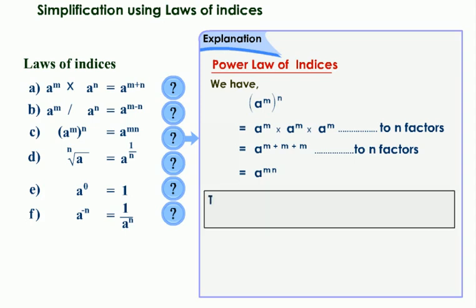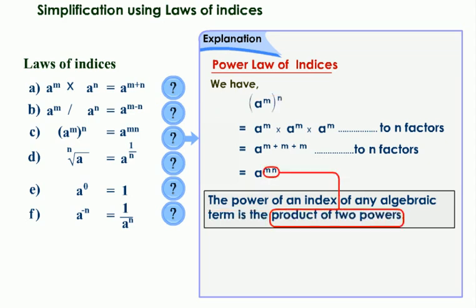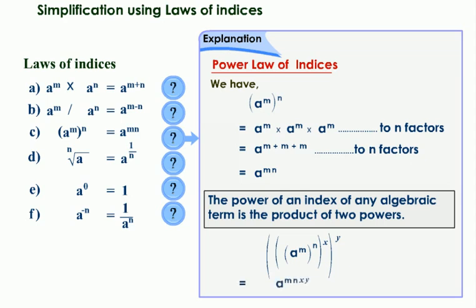Thus, the power of an index of any algebraic term is the product of the two powers. It also holds true for (((a^m)^n)^x)^y, which is equal to a^(mnxy).